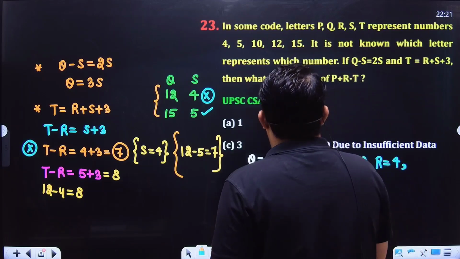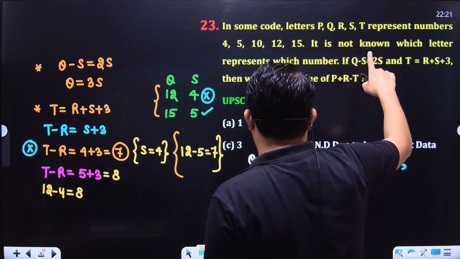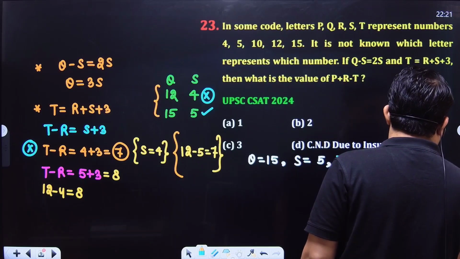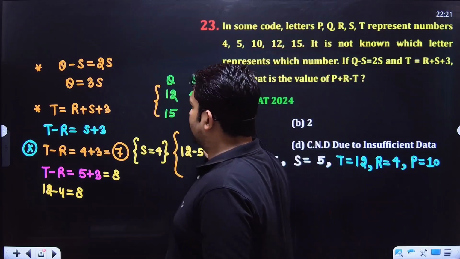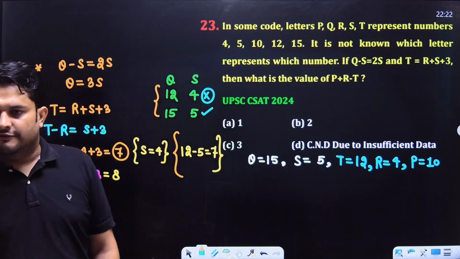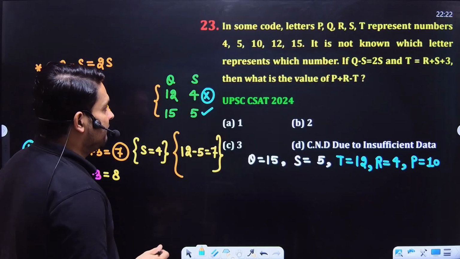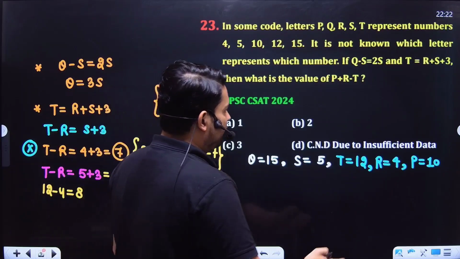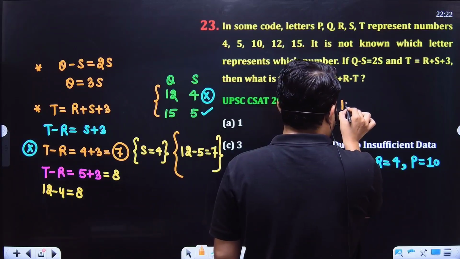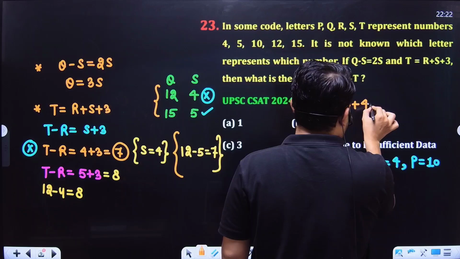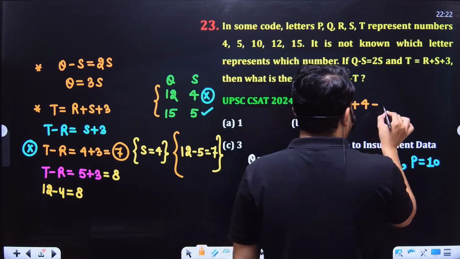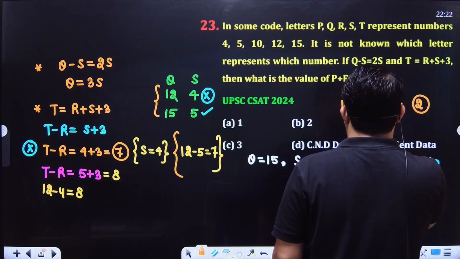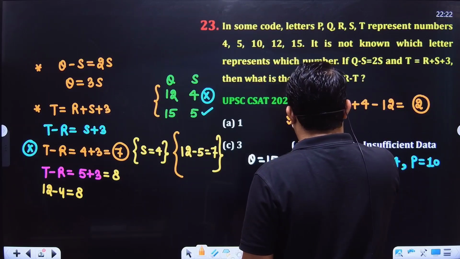See, I have P, Q, and P is equal to 10, because 10 is not assigned to any of these numbers. So the value of P will be 10. What I have to tell? We have to tell that P plus R, the value of P is 10, 10 plus the value of R is 4 minus the value of T is 12. So 14 minus 12 is equal to 2. 2 is the answer of this beautiful question. Option number D is the correct answer.